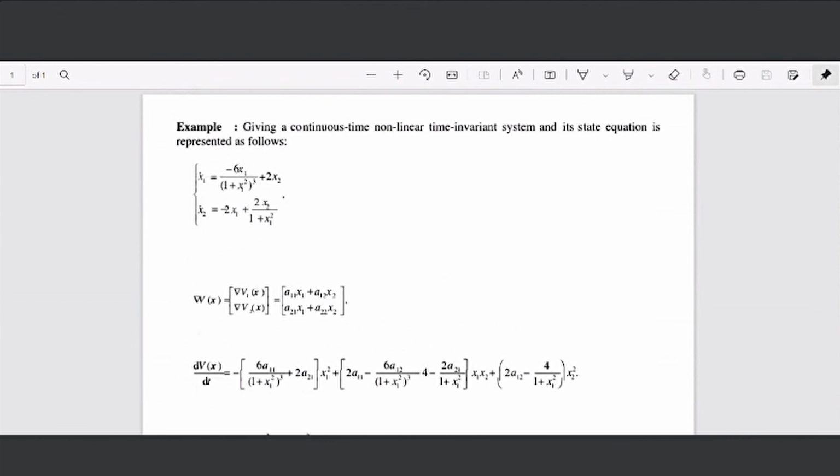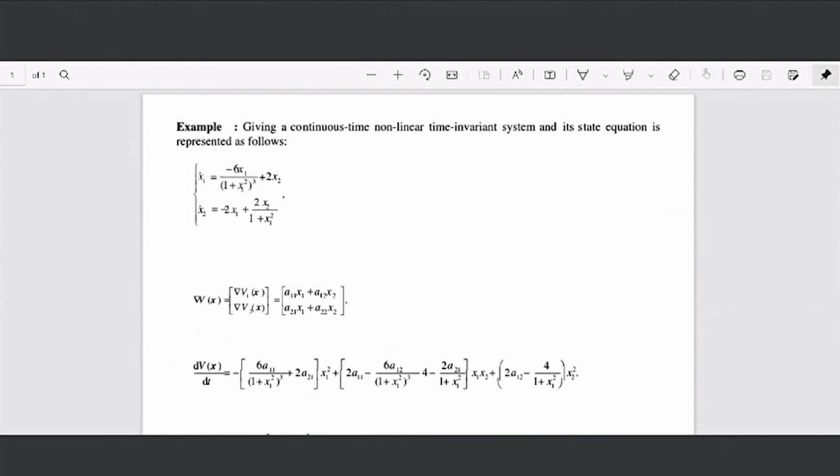Okay, so as you can see here, we have a continuous time nonlinear time invariant system, and its state equations are represented here. And from here, it can be solved that x equals 0 is the solitary equilibrium state. And for us to find the gradient function, we first have to represent it in the form of this matrix. Over here, we are substituting the values from the state equation and making a22 equal to, we'll be able to obtain the derivative function of the Lyapunov function, which is dV(x)/dt equals this whole thing here.